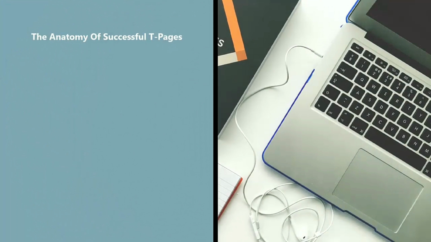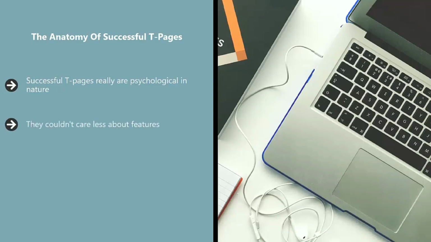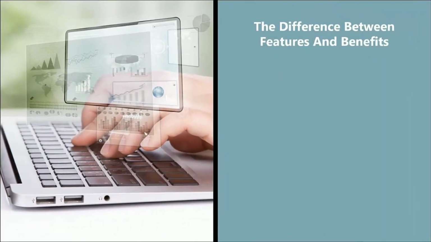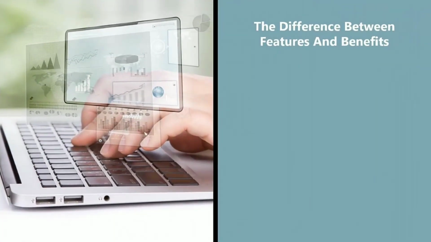The anatomy of successful T pages. Successful T pages really are psychological in nature. You must remember that people are buying products for benefits. They couldn't care less about features. Maybe you're selling a washing machine and it has 5 modes. It only takes up 10 kilowatt hours or whatnot. Consumers couldn't care less about features. They do care about benefits.